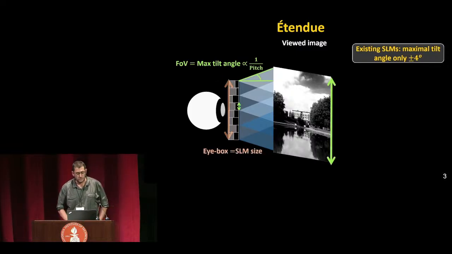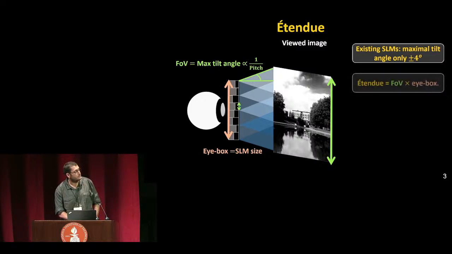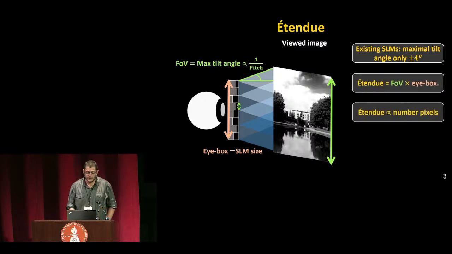And the eye box, which is where the viewer can place his eye and see the content, is proportional to the size of the SLM. Now, the multiplication between the eye box and the field of view is known as the etendue of the display, and it can be shown that the etendue is solely governed by the number of pixels in the display.